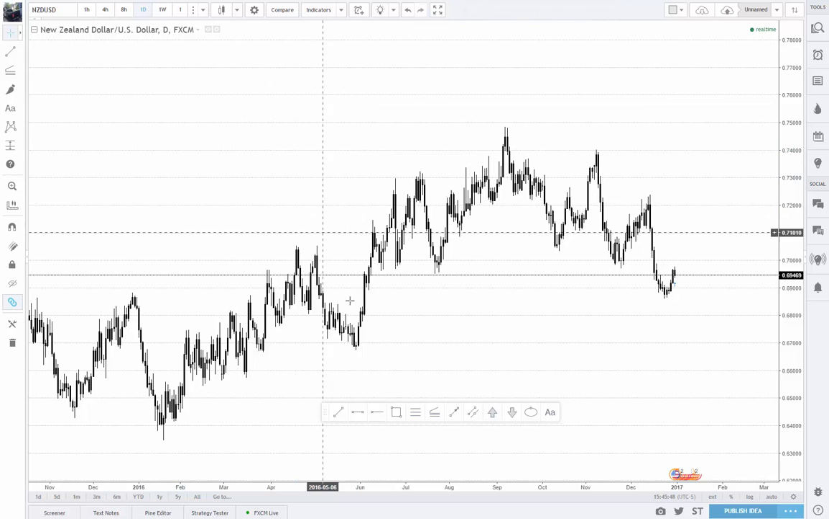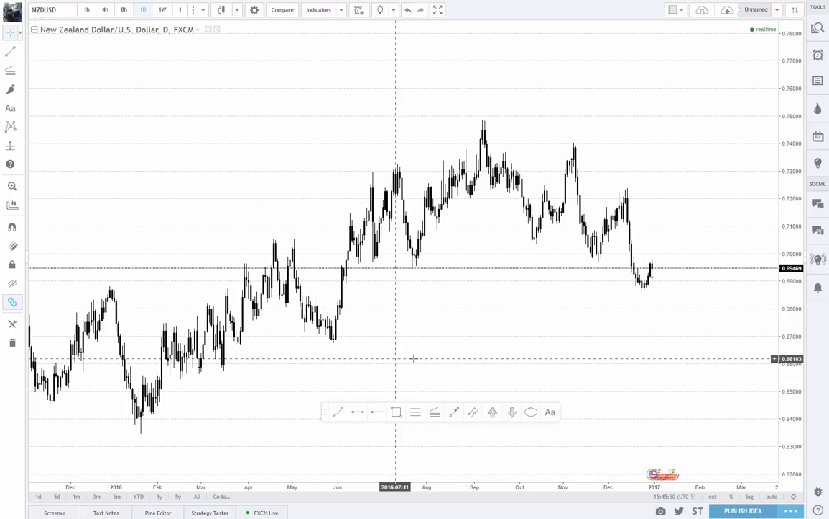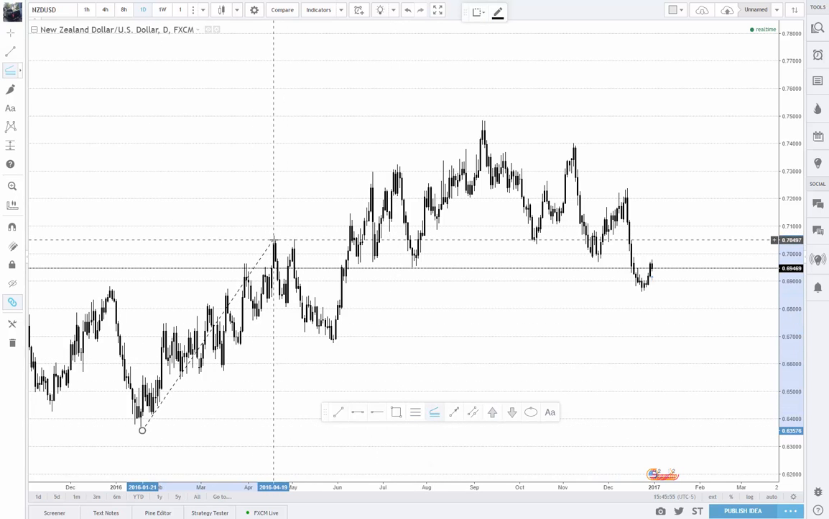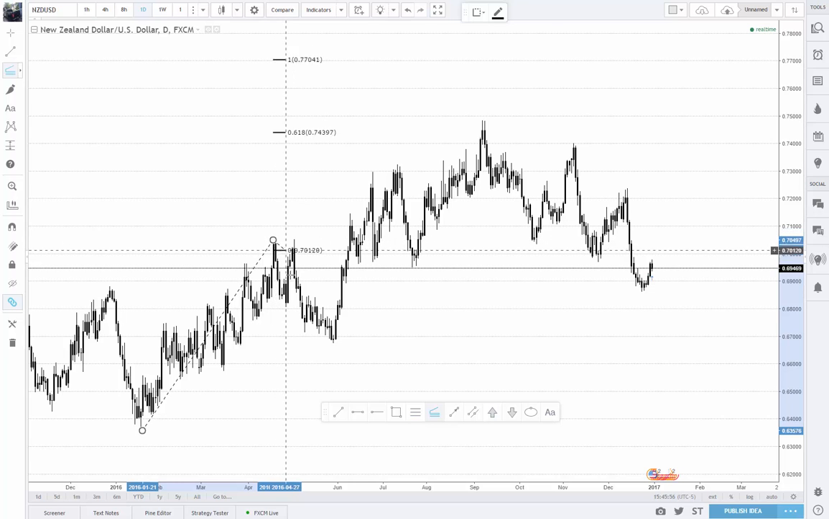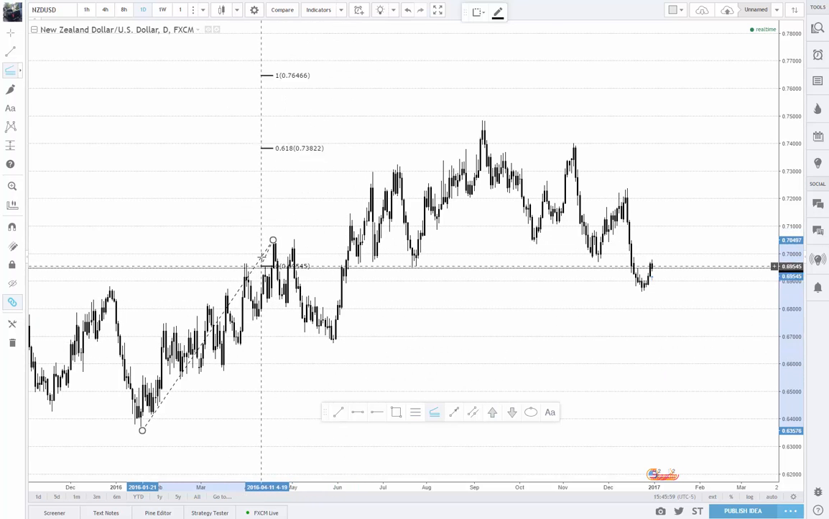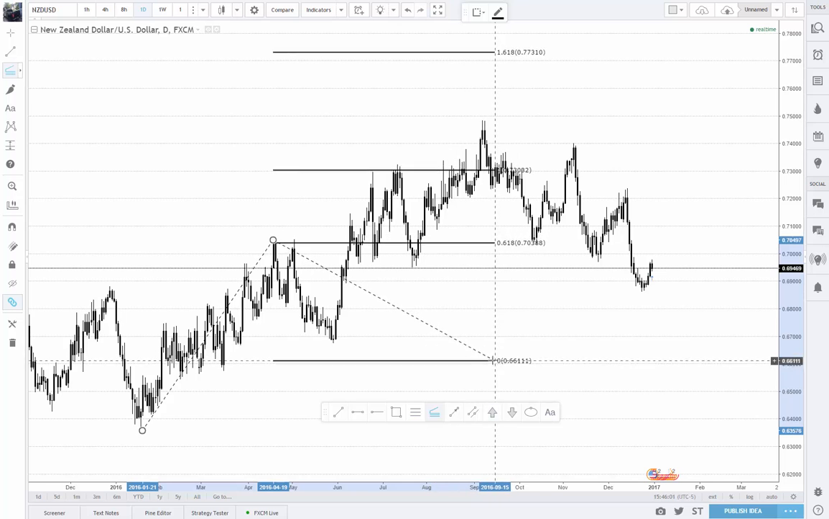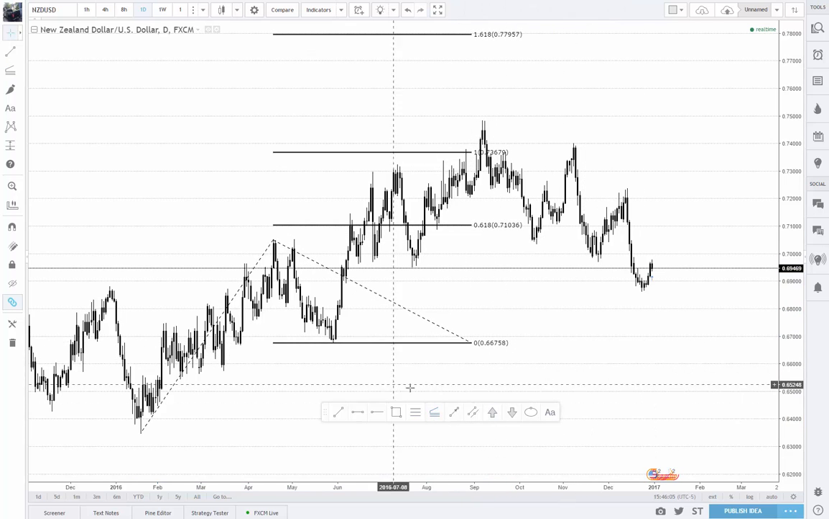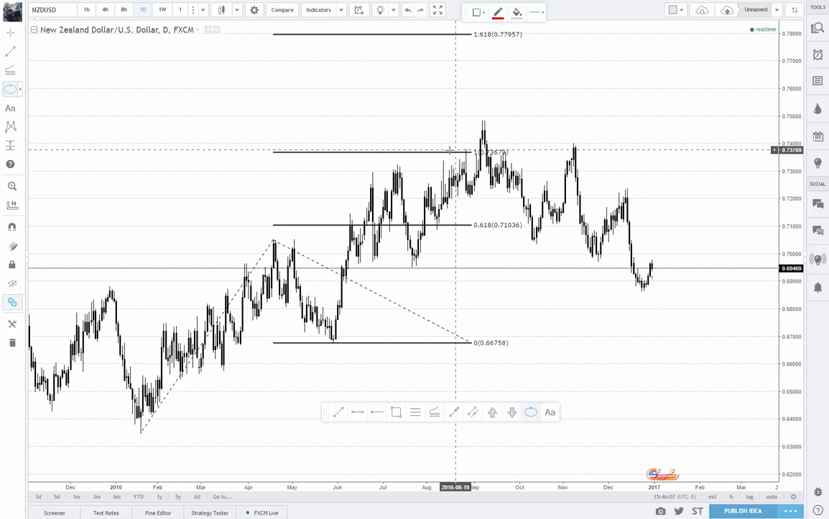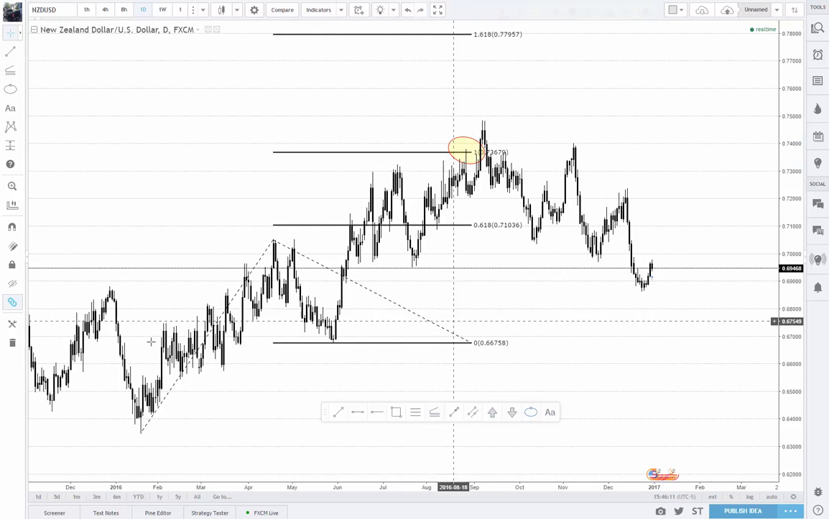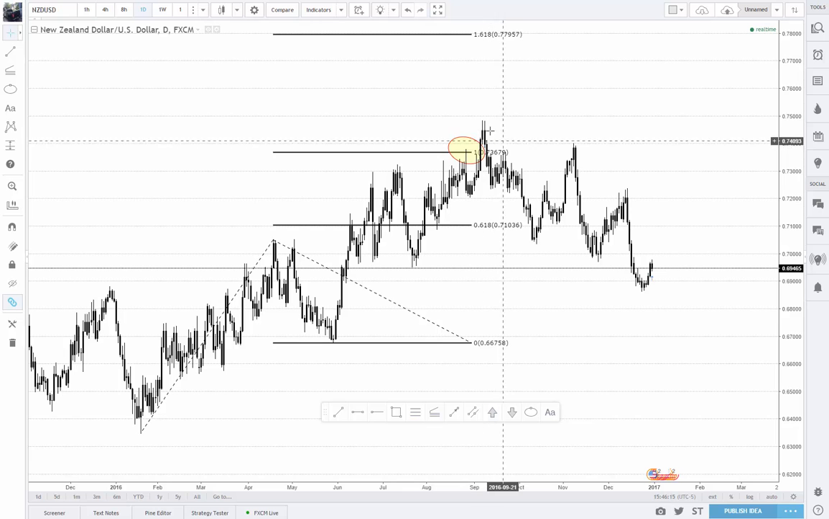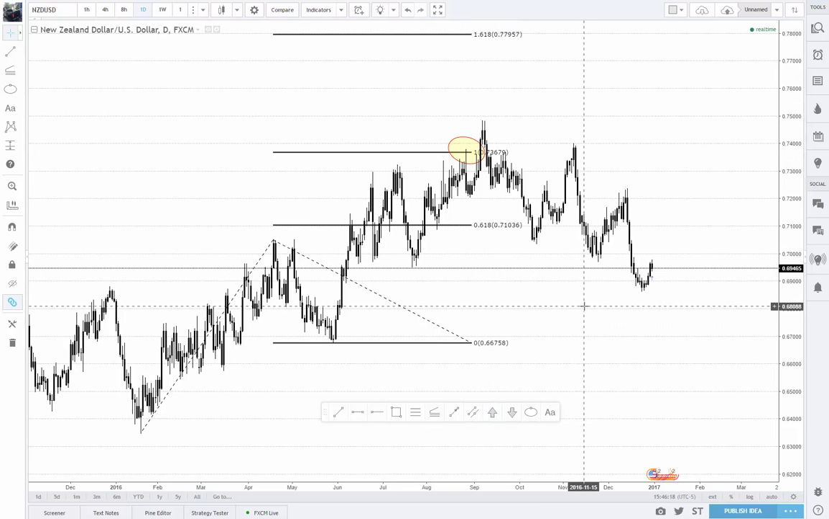Okay? So how do we do an AB equals CD? Well, here's leg A to the top. Go down to the correction. So that's AB. Here's C. We slide this over. You will see right here the 1 level right there. So AB equals CD. And you see price came up to this level and started to turn.